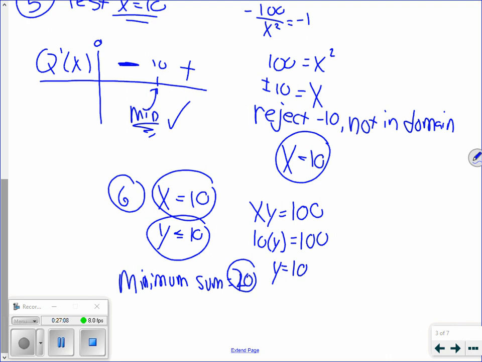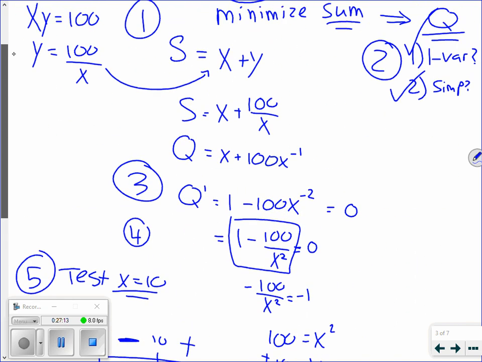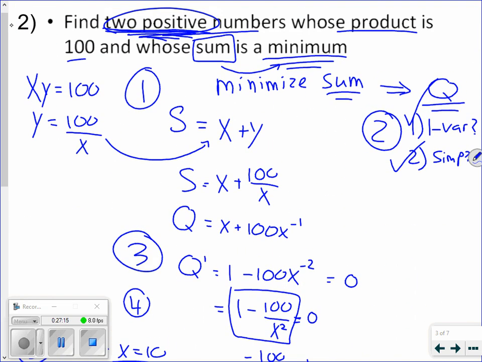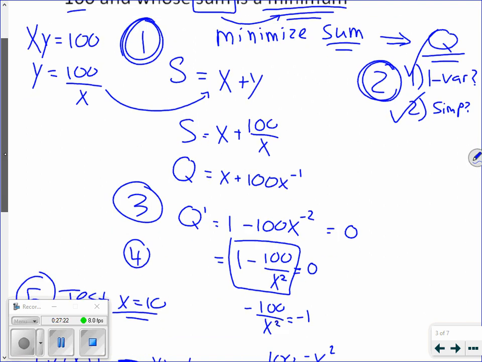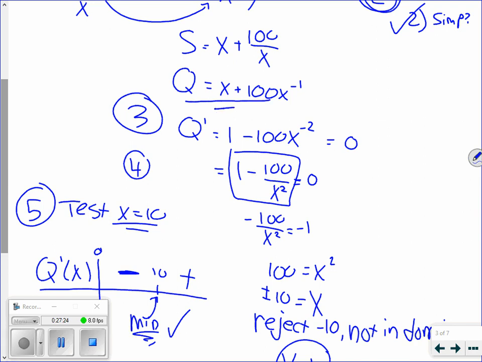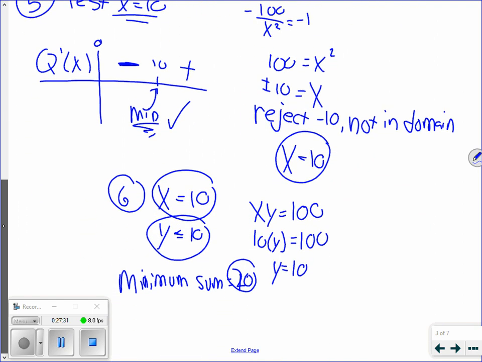So same steps every single time, right? The only new thing really to this is numbers 1 and 2, being able to create this equation and being able to get it to one variable and simplify it. And then once you get that Q equation, that equation we're trying to maximize or minimize, it's just derivatives set equal to 0 and solving for a maximum or a minimum. In this case, we had a minimum value. We have no other values to check. It's not a closed interval, so we are set. We are good to go.